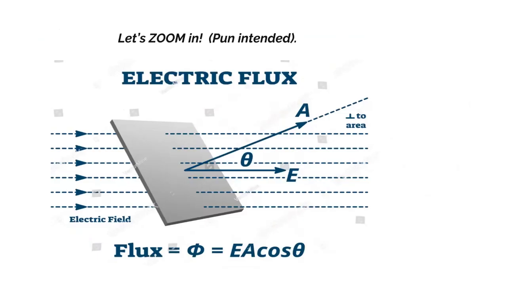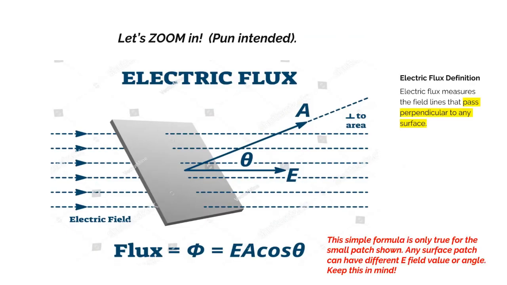So let's zoom in. Zoom in, get it? And look at this one patch again. This could be on the square or on the cube or on the green surface. We're looking at the angle theta. We're going to drive home the point that the cosine of that angle represents a projection onto the normal of the patch. That means that the electric flux only cares about the portion of the E field that is perpendicular to the patch.